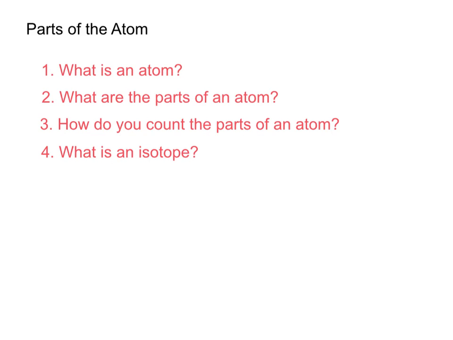In this video, we are going to talk about the parts of an atom. The first thing we're going to do is define an atom, and then we're going to talk about what the parts of the atom are. Then we're going to talk about how you determine or count the parts of an atom, and then we're going to talk about isotopes. So let's start with what is an atom.